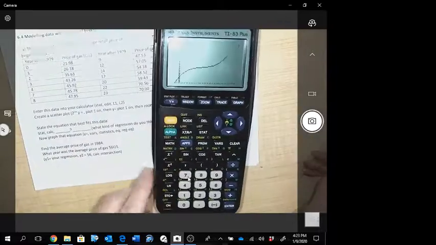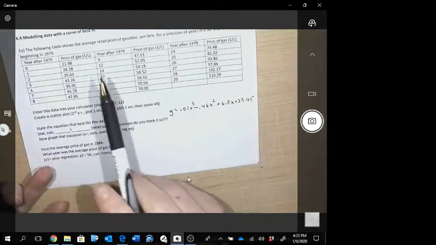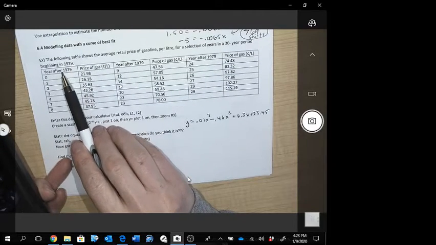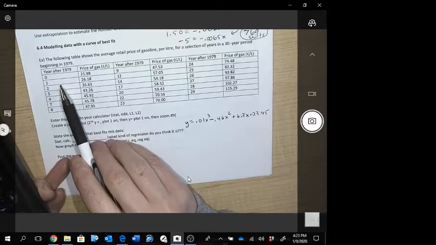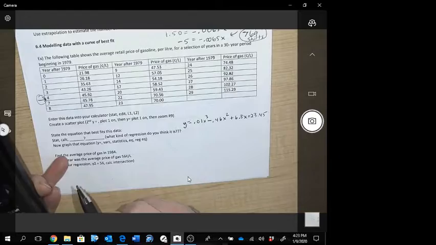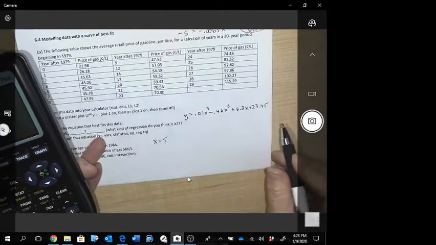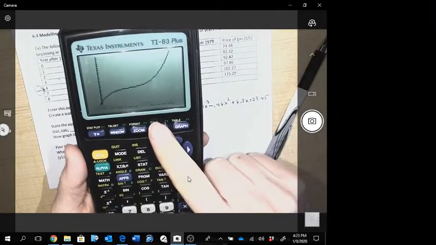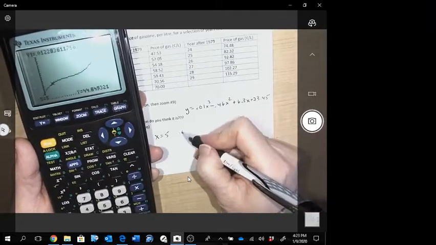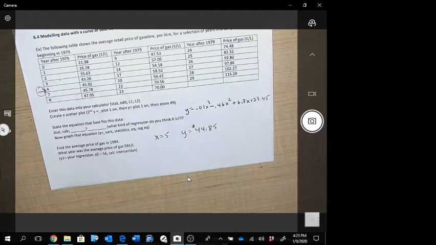Okay, so find the average price of gas in 1984. Okay, so beginning in 79, so 84 would be 5 years, right? Yep. So I'm going to go where x equals 5. So again, I'm going to hit trace and hit 5, enter. So $44.85.